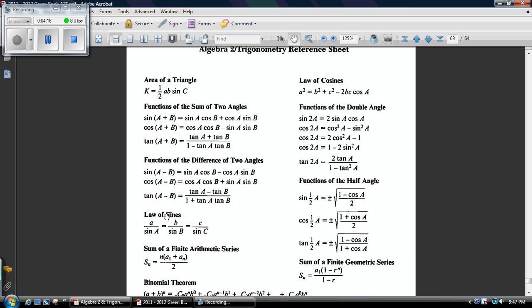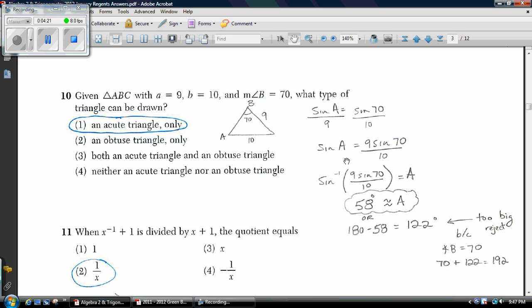Oh, look at that. They took it. Oh, no, right there. Right there, right there. There's law of sines. Okay. So, law of sines, cross multiply, divide. I did that real fast.